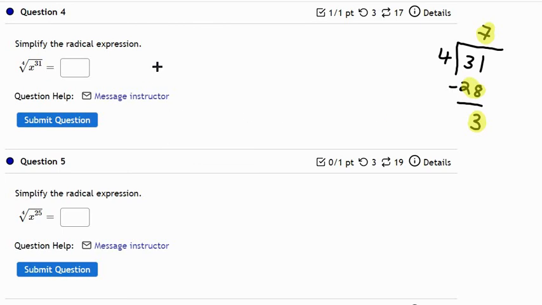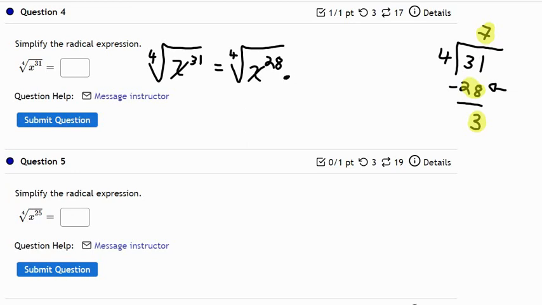In the first way, I'm breaking this up as the 4th root of x to the 31st power. I'm going to rewrite it as the 4th root of x to the 28th, multiplied by x to the 3rd, right? And I know that 28 plus 3 is 31, so this is great.